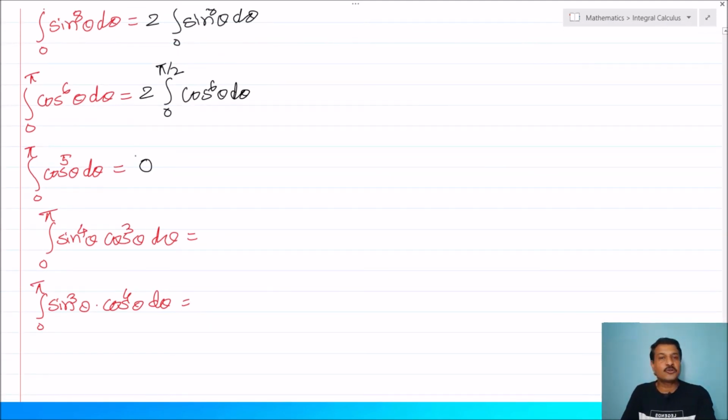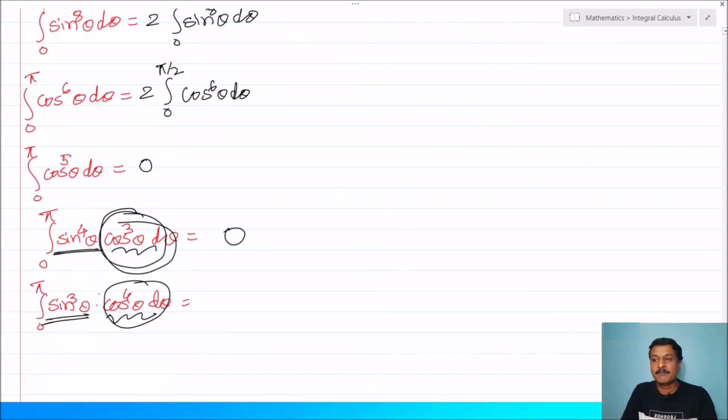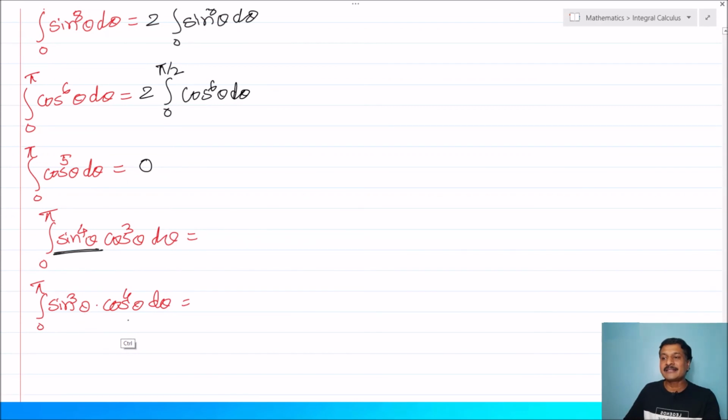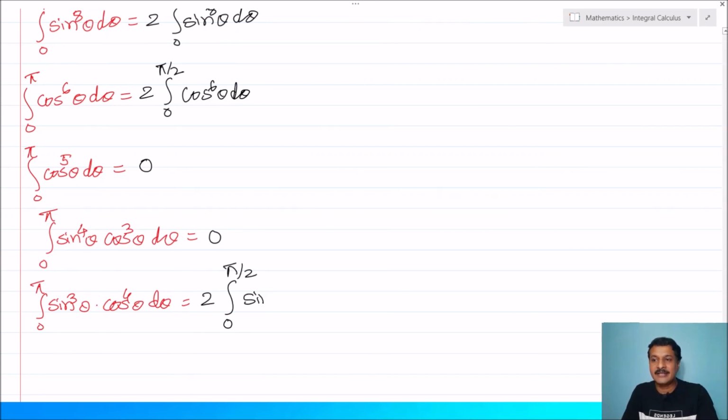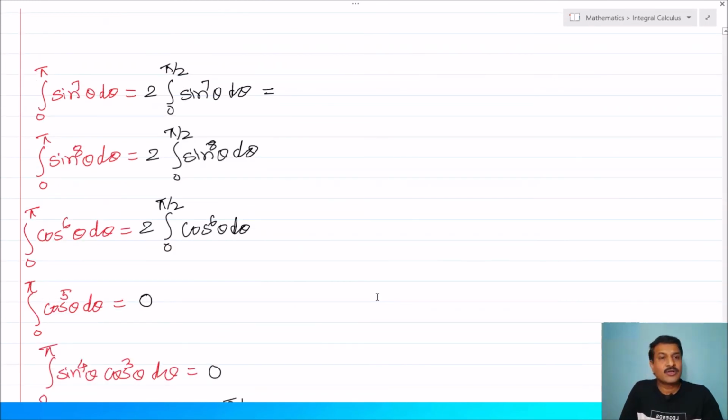So here 0 to pi. No problem about sine, but problem with cos. If the power of cos is odd, then it is 0 directly. And if the power of cos is even, then it is 2 times. And that is why I am getting the results as it is 0, and it is 2 times integration 0 to pi by 2 sine cube theta into cos theta raised to 4 d theta. Note that such types of MCQs you can also find in exams if an MCQ pattern is there.